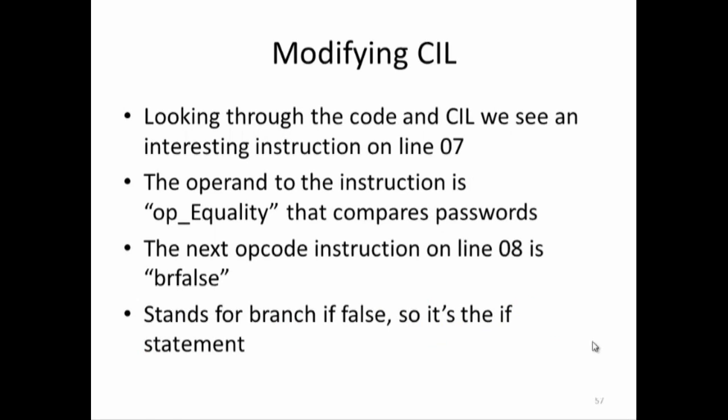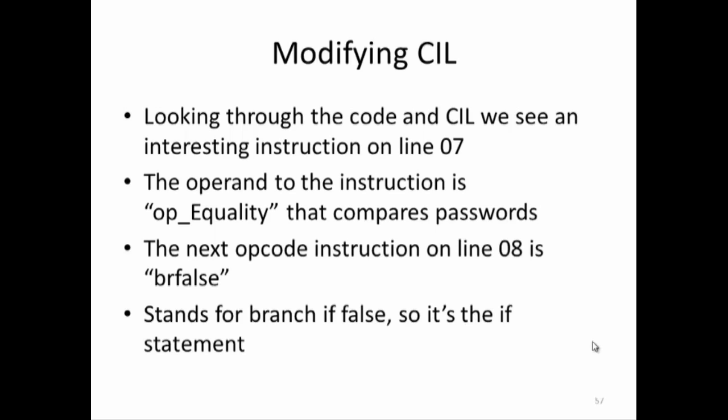So modifying CIL is fairly straightforward. When we look through the code and then the CIL, we see an interesting instruction on line 7. The operand to the instruction is op_Equality. This is what compares the passwords. Okay, the next opcode in those instructions, on line 8, is brfalse. This stands for branch if false.